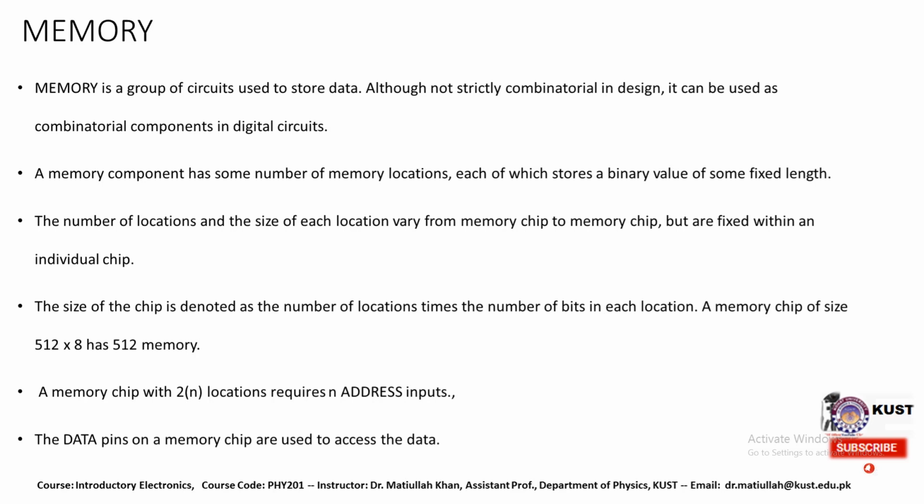The size of the chip is denoted as the number of locations times the number of bits in each location. So a memory chip of size 512 multiplied by 8 has 512 memory positions. If we had a memory chip with 2 to the n locations, it requires n address inputs. The data pins on a memory chip are used to access the data in that particular case.